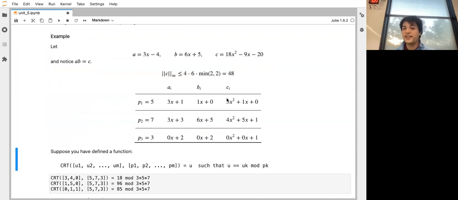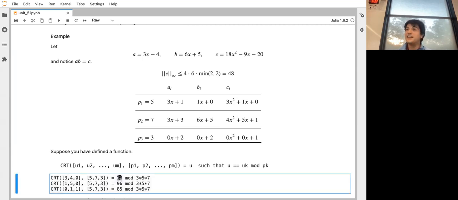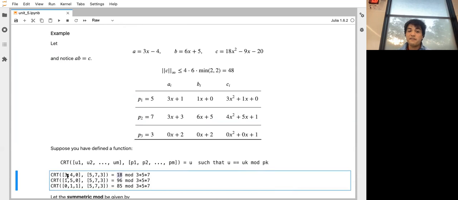Okay, so let's go through this again. I'm saying this is the product of A and B mod 5, and this is the product of A and B mod 7, and this is the product of A and B mod 3. So again, the leading coefficient of the product must be 3 mod 5, 4 mod 7, and 0 mod 3. So the leading coefficient is going to be 18, because that's the number that was 3 mod 5, 4 mod 7, and 0 mod 3, as returned by the Chinese remainder theorem.